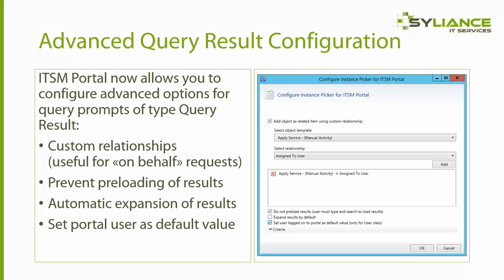Now, without the Syliance ITSM portal, you would have to use custom workflows to then actually copy the user to the affected user of the underlying work item. With the Syliance ITSM portal, you can map the query result to a custom relationship. In this example, you would map it to the affected user relationship. And last but not least, you can also map one query result to more than one relationship.